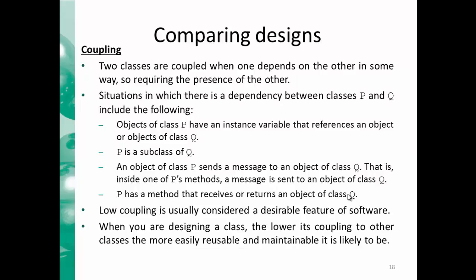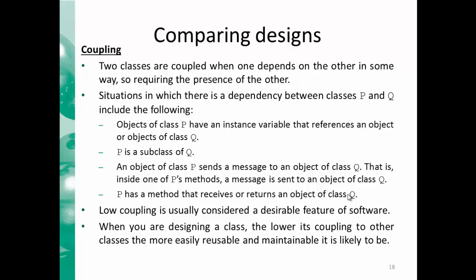Coupling was covered in chapter 5. We are trying to avoid high coupling between classes and situations where classes are depending on each other. This dependency between classes, for example, P and Q, includes the following.